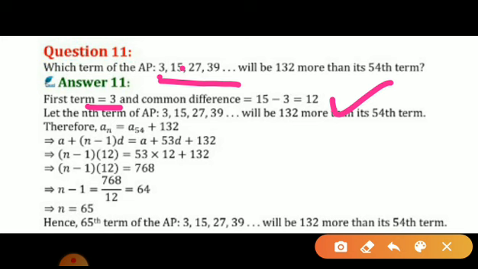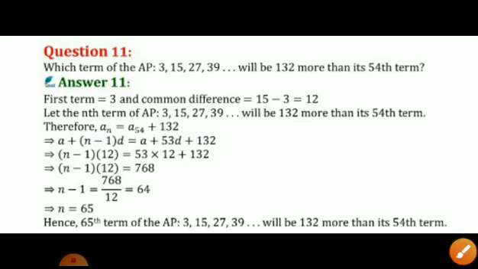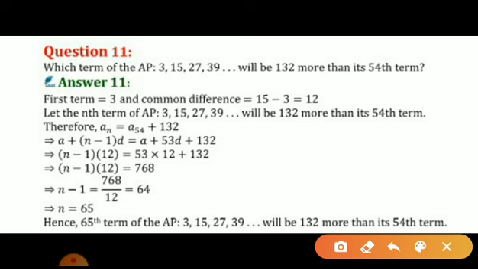Clear? Now what is the relation between that nth term and the 54th term? It is an equals a54 plus 132. So by formula, what is an? It is a plus (n minus 1)d. And a54 will be what? a plus 53d, and that plus 132 as it is. Now substitute the values of a and d, simplify it, and see whether the value you will be getting is 65.